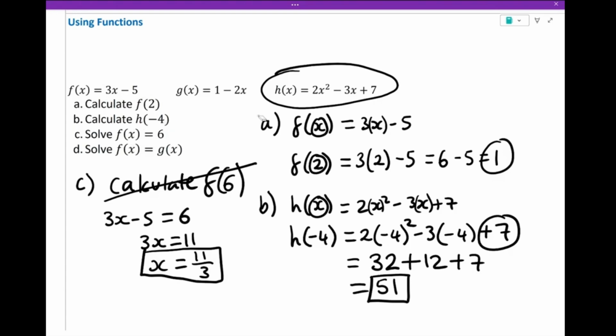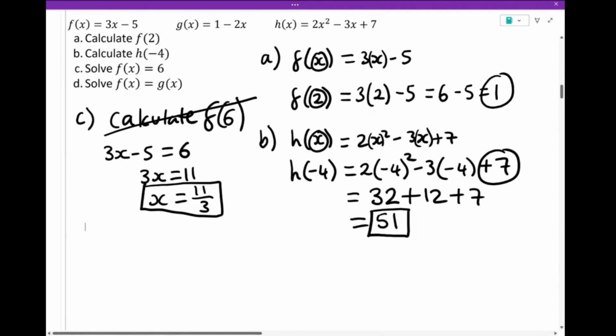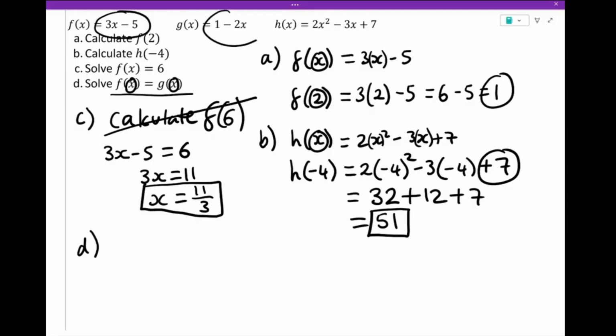Let's now have a look at part D. So part D is once again solving, so we're not going to do any substitution. We need to solve f of x is equal to g of x. So this is essentially asking what value of x would make the functions f and g equal to each other. So I need to make use of f of x, which is the 3x subtract 5, and the g of x, which is the 1 subtract 2x. And I want to know which value of x would make them equal to each other. So I need to equate those two circled expressions. I need to write 3x subtract 5 is equal to 1 subtract 2x like that.